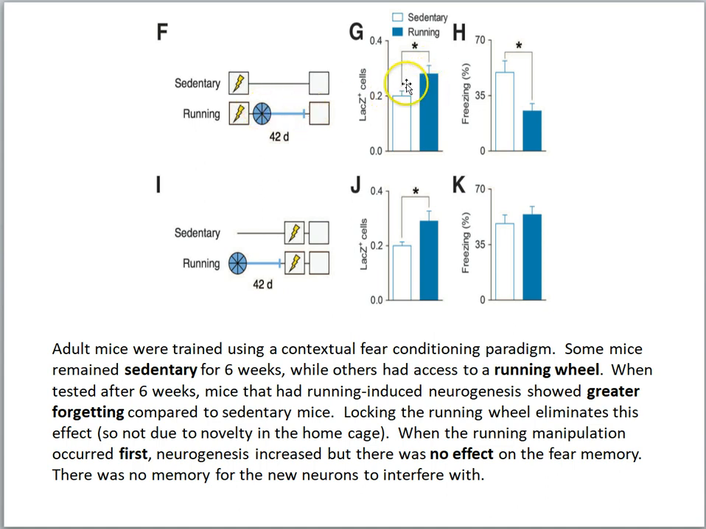The question is, what happens when the animals are tested? They're put back in the chamber, and we measure freezing behavior, and lo and behold, the animals that were in the running condition show more forgetting. So in other words, freezing levels are reduced compared to the sedentary mice. This suggests that the neurogenesis that was triggered by the running is interfering with the original memory of this association, the shock in a certain context. We're getting significant forgetting in the running condition.